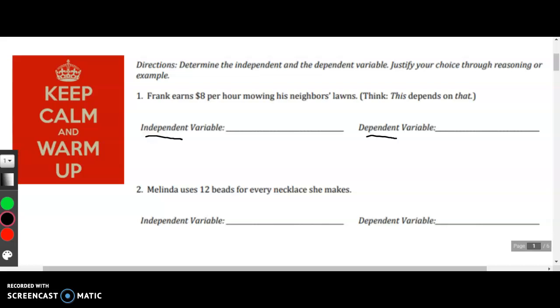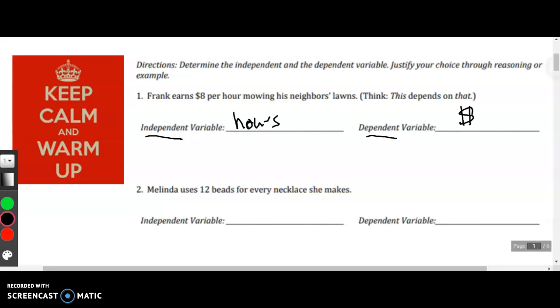If Frank earns $8 per hour mowing his neighbor's lawns, what depends on what? I always like to start with the dependent variable depends on the independent variable. So how much Frank makes depends on how many hours Frank mows the lawn. The independent variable is the number of hours. The dependent variable is the amount of money. And for some of you who remember when we talked about this earlier, time is the ultimate independent variable.